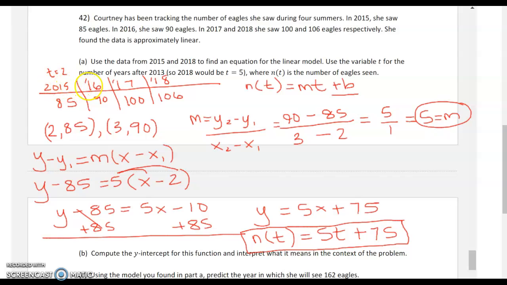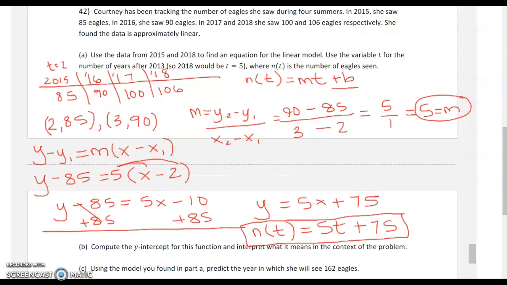So notice what we did there. We set up a little table with the information. We used 2 of the points, and it doesn't matter which 2 points you use. You may get a little bit of a different answer, but it'll be very close. So you can use any of the 2 points, find the slope between the 2 points, and then use that slope to help you find the equation, the y-intercept and the rest of the equation. Okay, so that's part A.